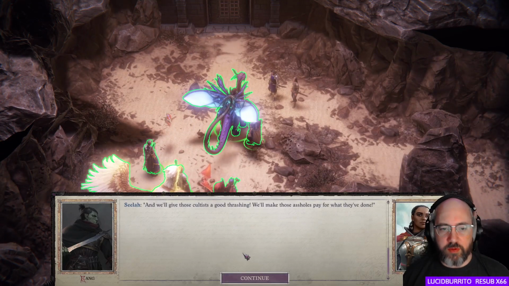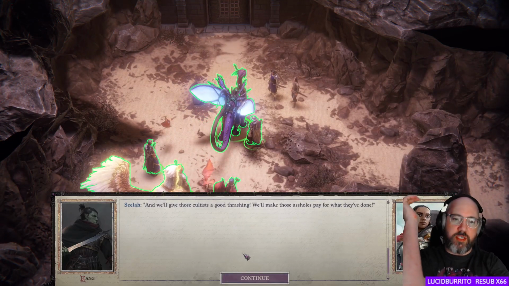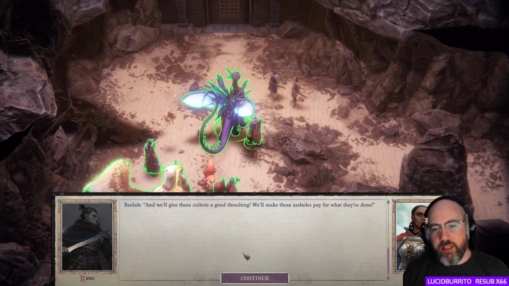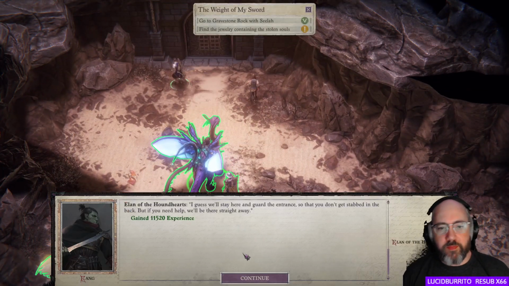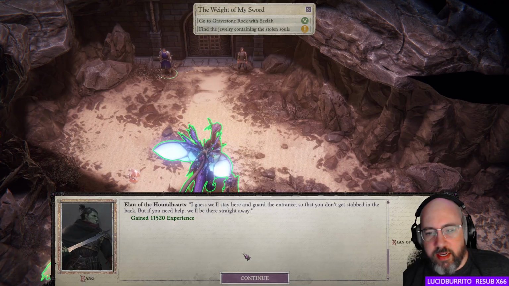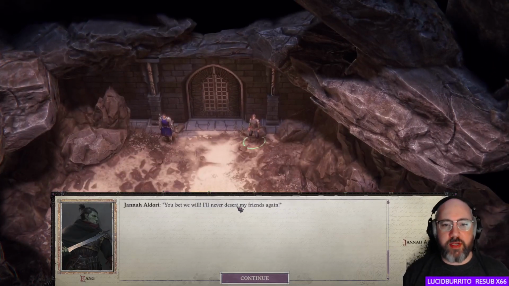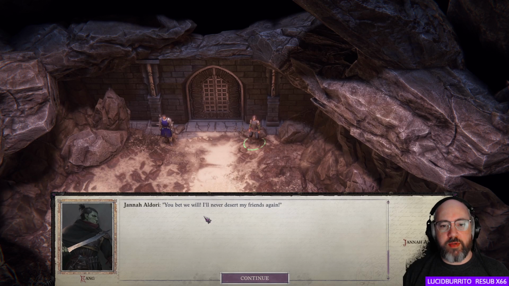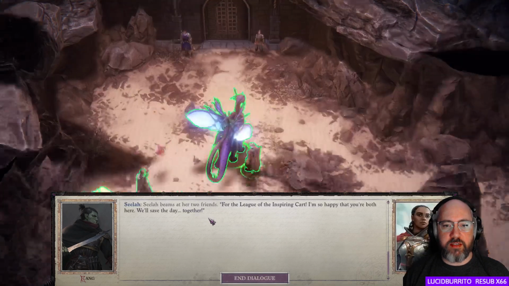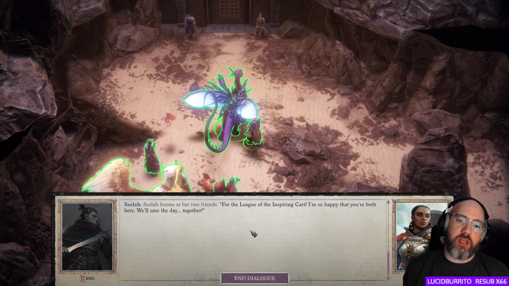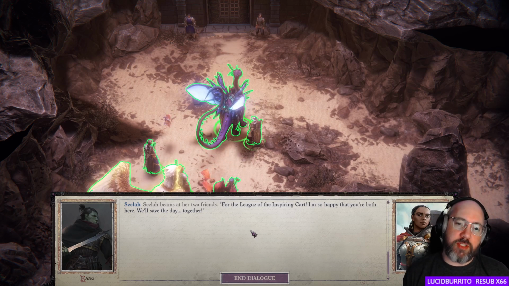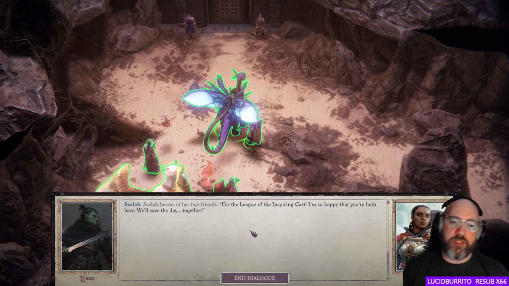We'll find the souls. And we'll give those cultists a thrashing. We'll make those assholes pay for what they've done. I guess we'll have to stay here and stand guard at the entrance so you don't get stabbed in the back. But if you need help, we'll be there straight away. You bet we will. I'll never desert my friends again. For the League of the Inspiring Cart, I'm so happy the both of you are here. We'll save the day together.